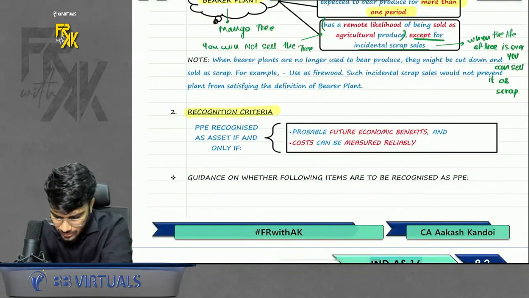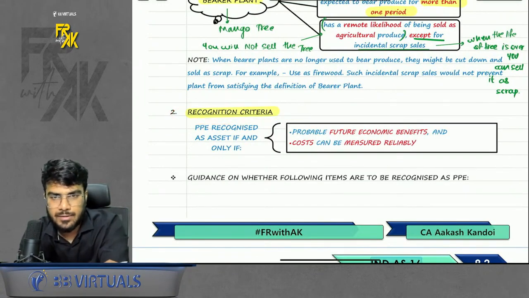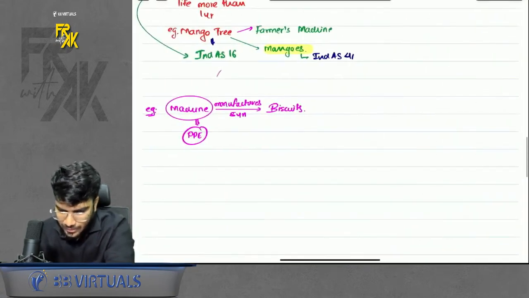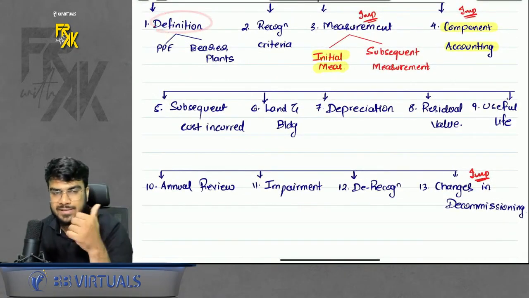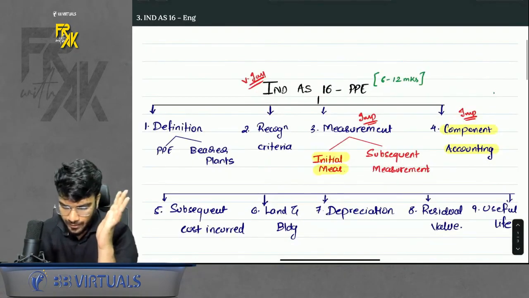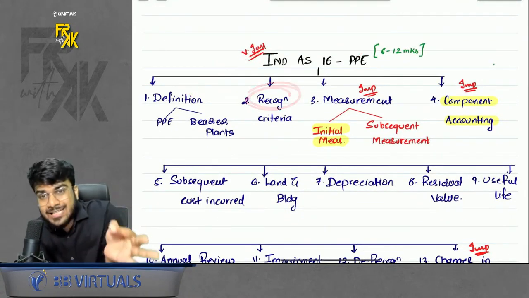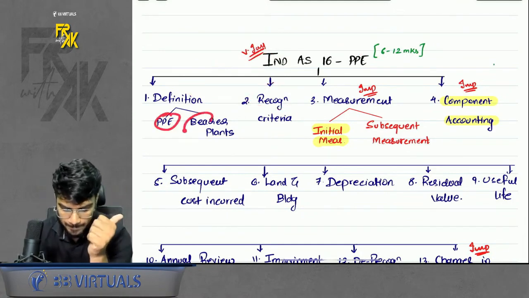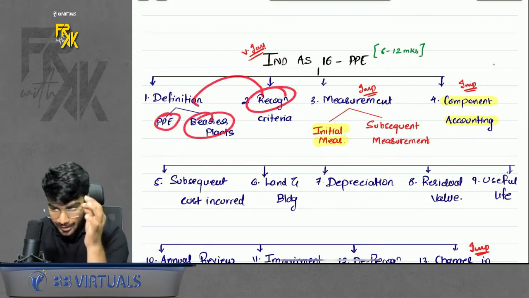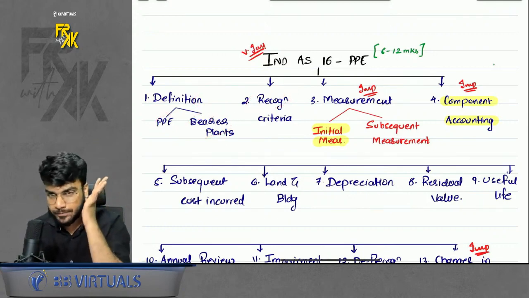Now let's move on towards the second point, and that is the recognition criteria. Now what is the meaning of this? See, try to understand the flow of the IND AS. First of all, they have discussed the definition. What will come under the definition of PPE? Then they will discuss whether you should record such PPE in your balance sheet or not. First we define what is PPE. Then we will say recognition criteria. That means whether you will record this PPE in your balance sheet or not.